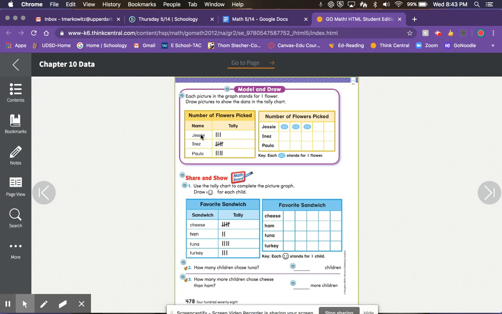All right, here's the tally. You need to match it over here. Finish this one up here. I know it's a model and draw, but you need to finish these two, okay, for Inez and Paolo. And you're drawing smiley faces down here. Use this tally chart, match it to the smiley faces.